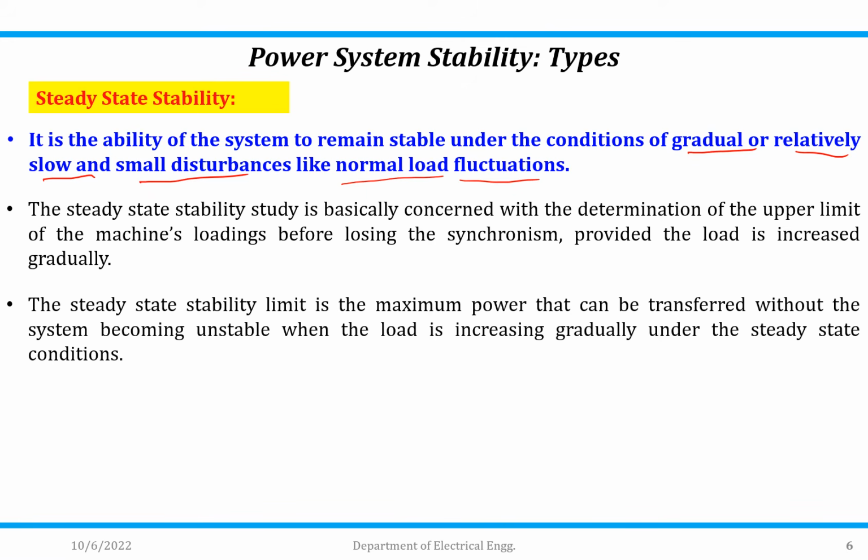So simply, how can we define steady state stability? It is the ability of the system to remain stable under the conditions of gradual or relatively slow and small disturbances like variation in the load, normal load fluctuations, changes in the turbine speed, etc.